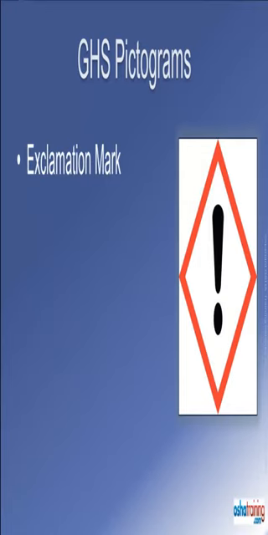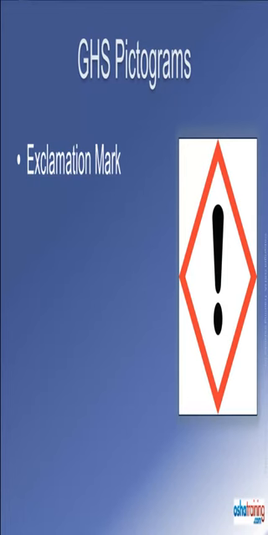A very broad category of chemicals and products are identified by the next pictogram, which is an exclamation mark. This symbol is associated with several products and chemicals that, relatively speaking, represent lesser levels of health hazard, but still require you to take precautions.